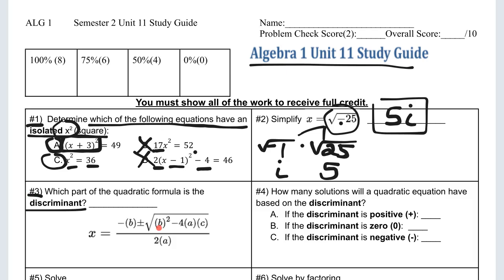In number 3, we're looking at which part is the discriminant. The discriminant is the formula within the square root. It's b squared minus 4ac.